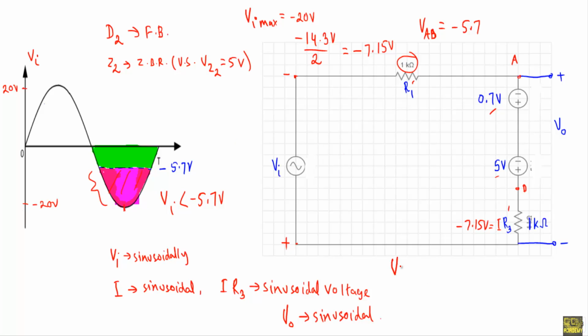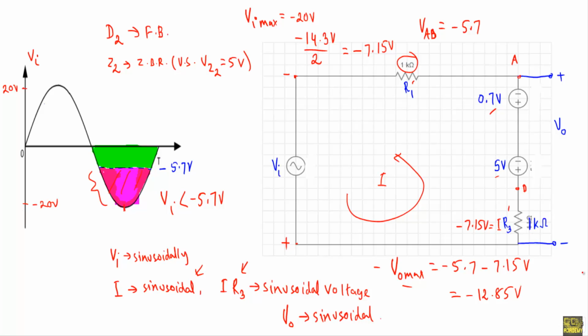In that case, our output voltage at negative maximum will be equal to, from this point to this point I will get minus 5.7. Across this R3 I will get minus 7.15. So I will get minus 12.85 volt. So our negative maximum in the output voltage will be minus 12.85 volt. Our output voltage will be a sinusoidal voltage because IR3 is a sinusoidal voltage, which is created due to the sinusoidal current in this direction.